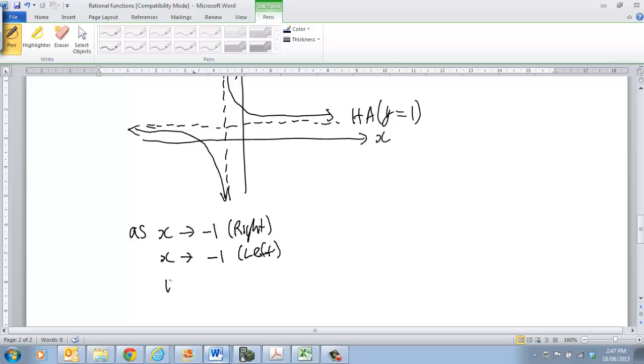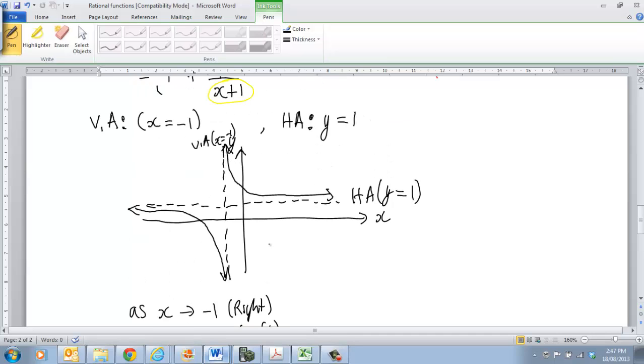Right, as y goes to 1 from above, as y goes to, sorry, is that what it is? As y goes to 1 from above, as y goes to 1 from below. Alright, we want to talk about what happens here.